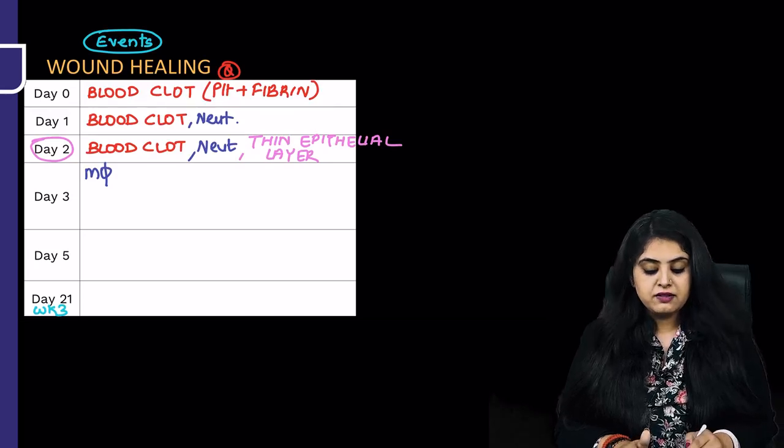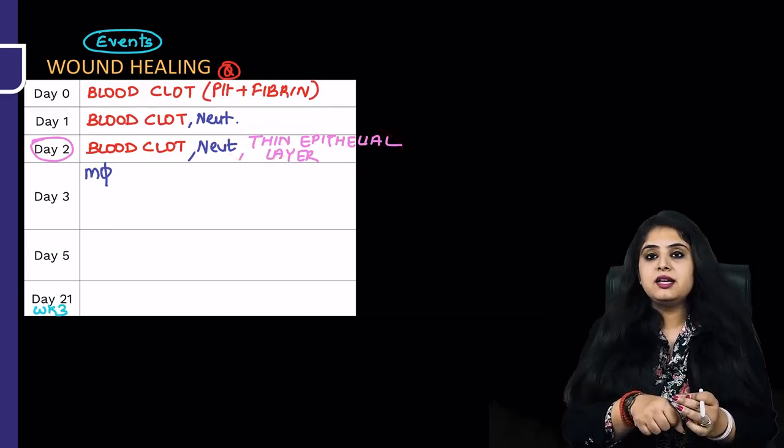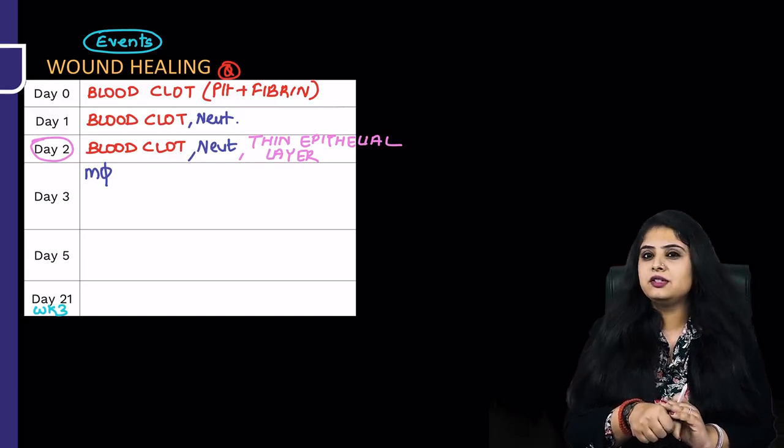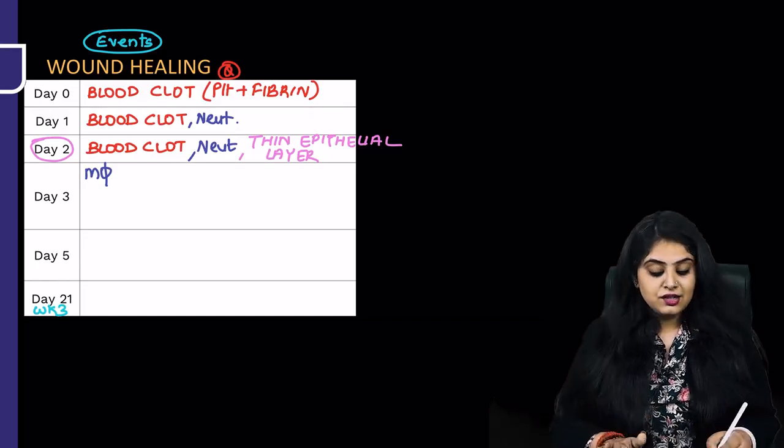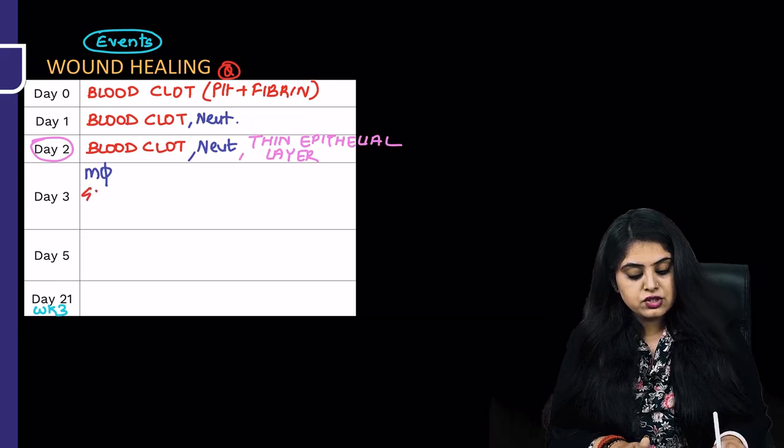Next, I ask you one more thing. Whenever you are removing that thin epithelial layer, do you see proper skin underneath? I don't think so. You see some reddish tissue, or maybe sometimes bleeding starts again also, right? So what is that reddish tissue? That reddish tissue is actually going to be granulation tissue.